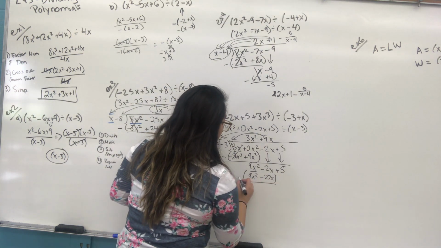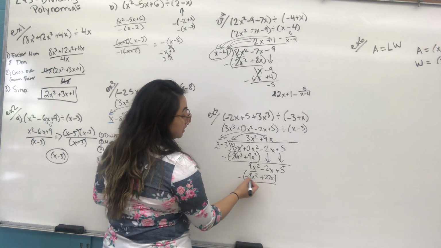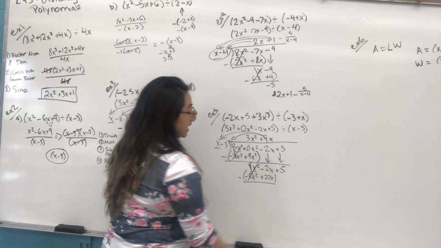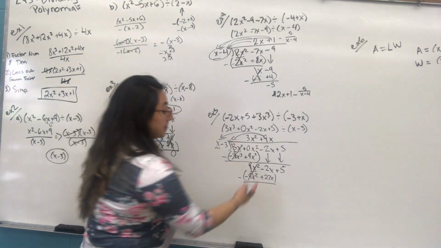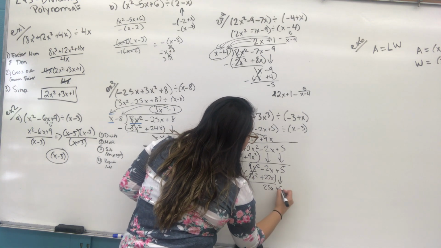You're subtracting, and then you change your sign. This was negative, this is negative now, this is positive now, and this cancels out completely. It should always cancel out. And then here you'll end up with 25x, and then bring this down, plus 5.